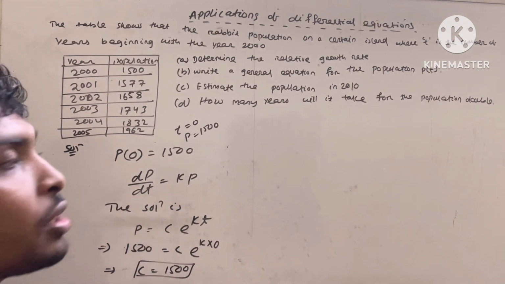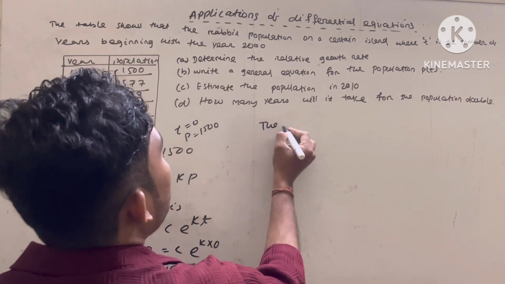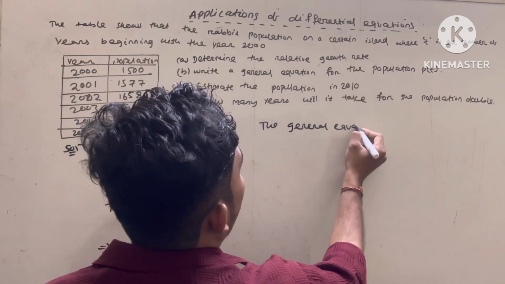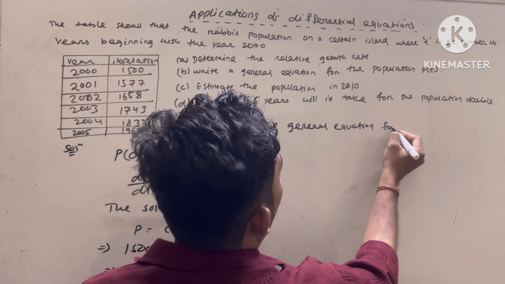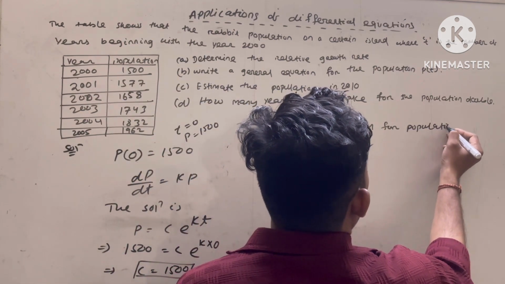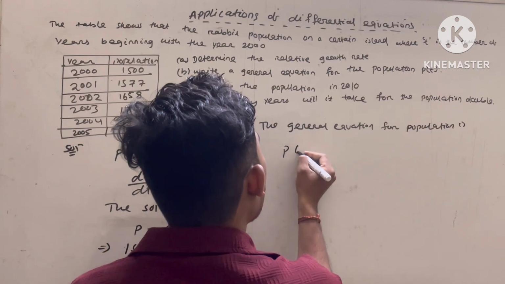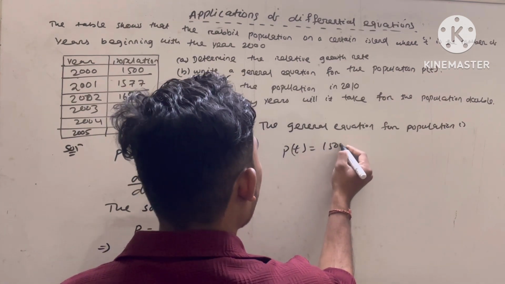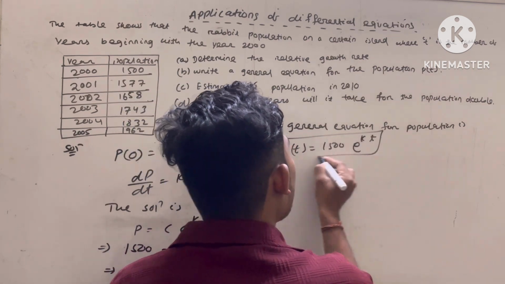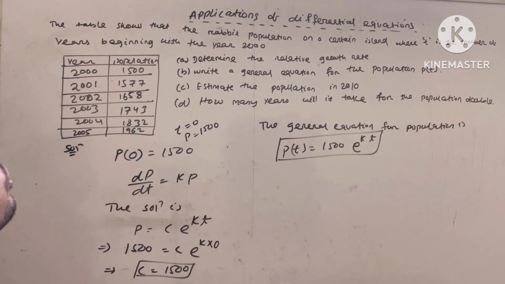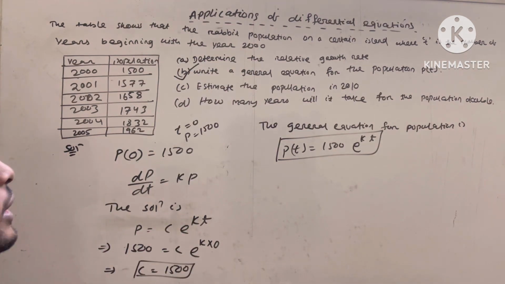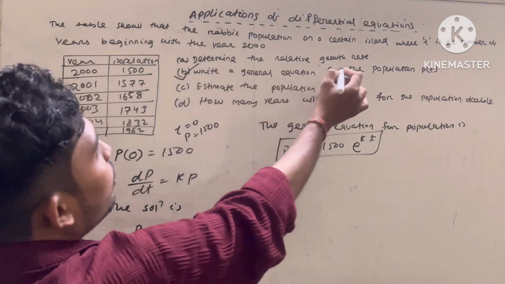Okay, now we have to put the value of c in the given equation, and find the general solution. So look at the second bit. The general equation for the population P(t) is what? Here c means 1500, so P(t) = 1500 e^(kt). Now we have to find the relative growth rate, that is the value of k. So our second bit is completed.